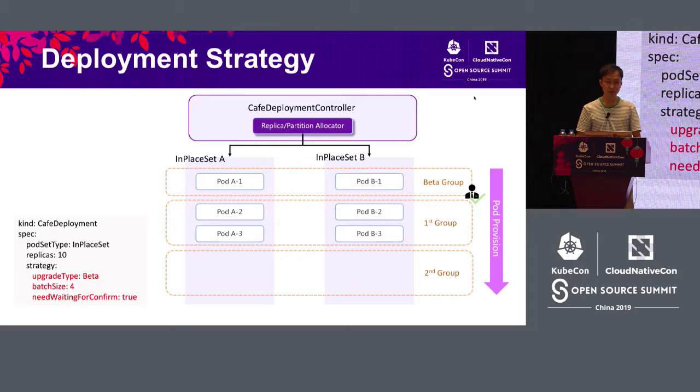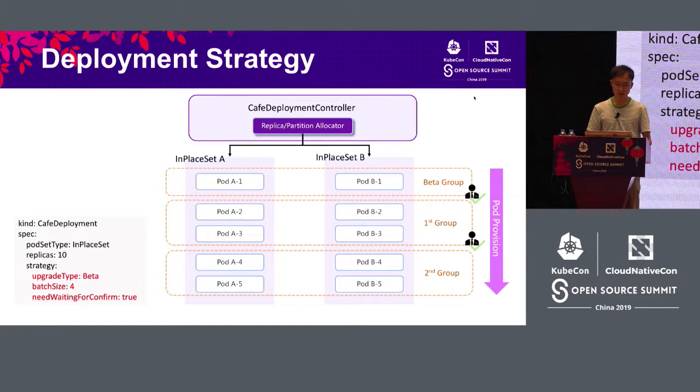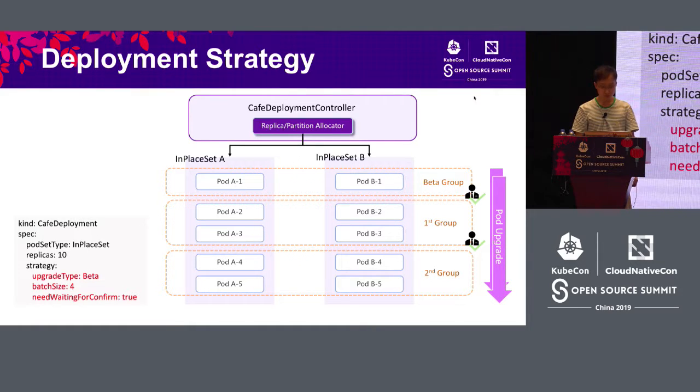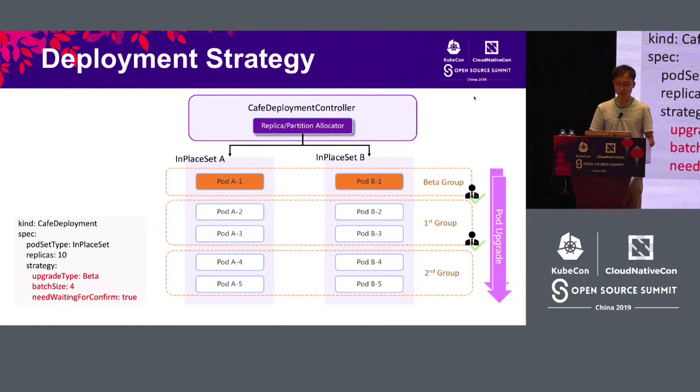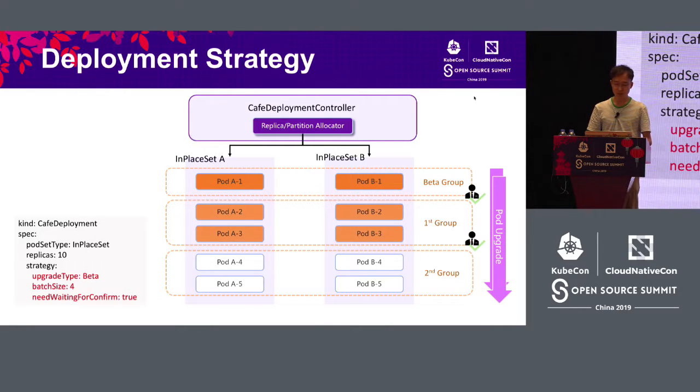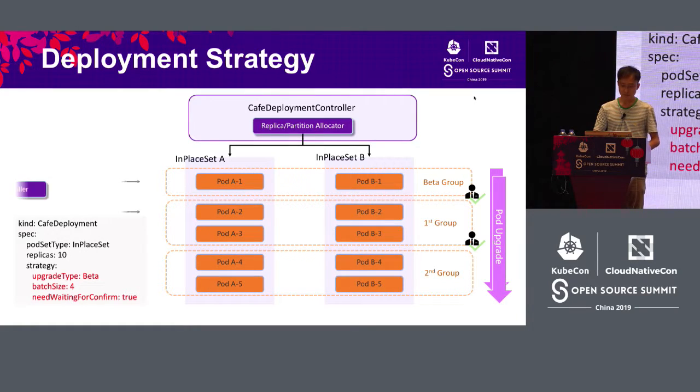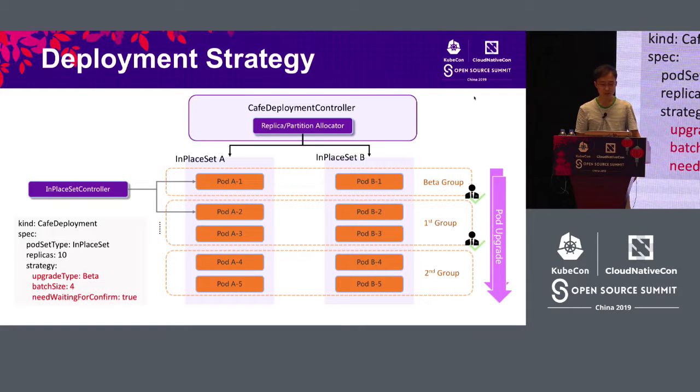In each batch we have 4 pods, 2 in each data center, and one in-place set will have 2 pods. Then the customer confirms, and then the last batch of 4 pods will be created. In total 10 pods. During the upgrade of a pod, we will follow the same deployment strategy. First is a beta group. The customer confirms no problem, and we move to the batch upgrade. And every batch is 4 pods, and confirm again, and then we have the second batch.